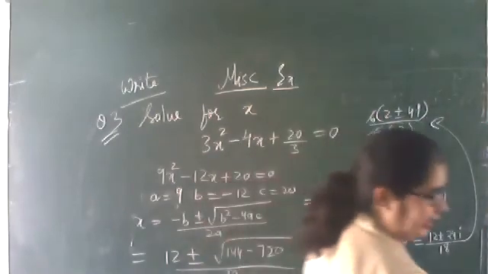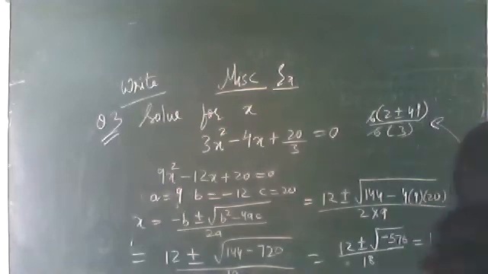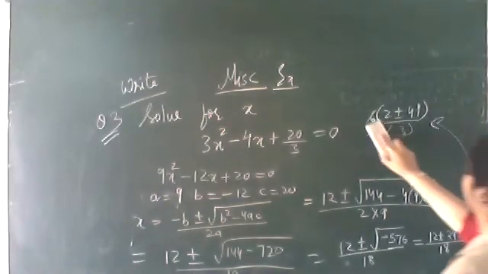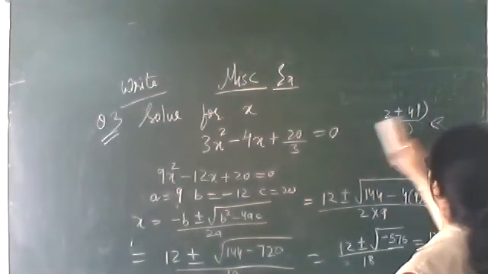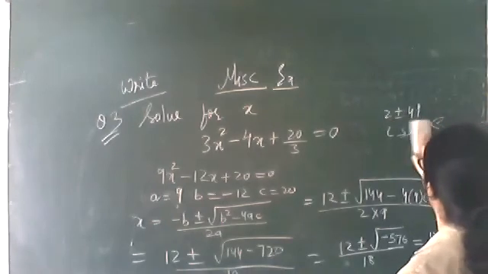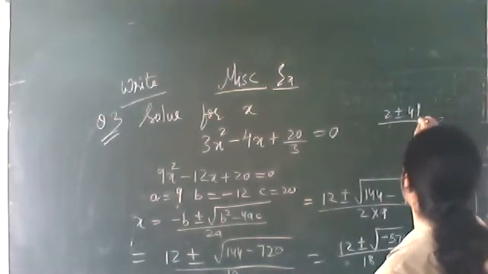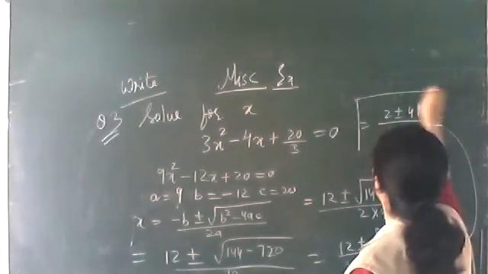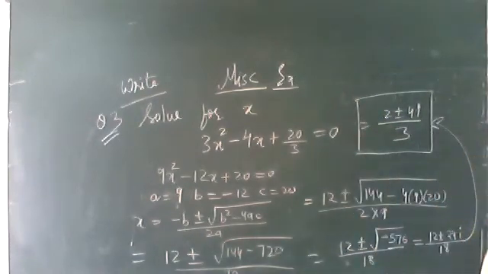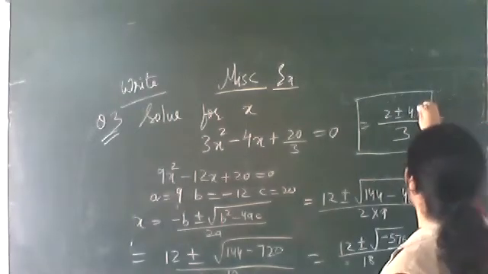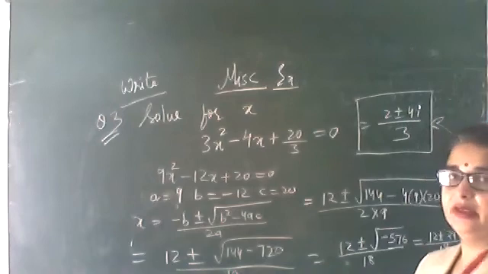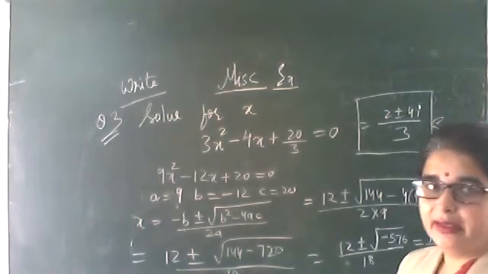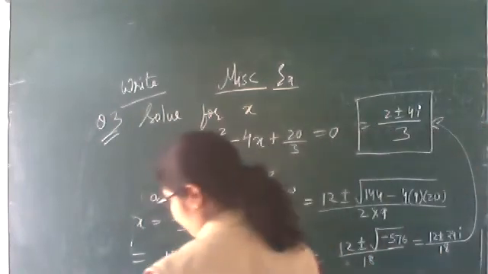So you will get the answer as 2 upon 3. So your answer will be what? 2 plus minus 4 iota upon 3. This will be your answer. It is not 41, it is 4 iota by 3. Clear? Then come to the next question.